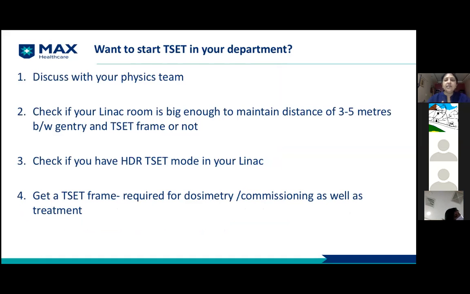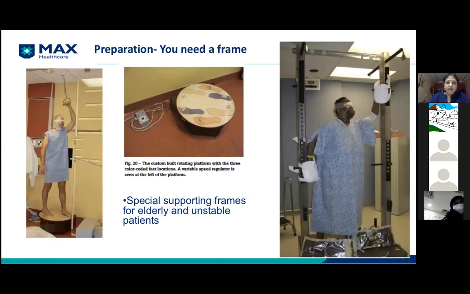If you want to start TSET in your department, first thing that you have to do is that you have to discuss with your physics. You have to check if your LINAC room is big enough to maintain a distance of 3 to 5 meters between gantry and TSET frame or not. You have to check whether you have a TSET mode in your LINAC or not. And then you have to get a TSET frame. And then you have to start with the dosimetry or commissioning. Dosimetry, commissioning, etc. easily takes a month, unless your linear accelerator is absolutely free. So you have to do a lot of preparation before starting the treatment.